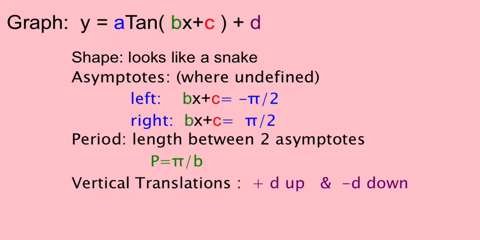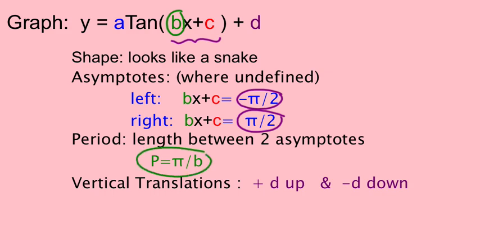All right. So these things I do want you to write down on this slide. The general equation for the parent function is y equals a tangent of bx plus c, plus d. The shape of the graph looks like a snake. There are asymptotes at left and right, found by setting this parentheses equal to negative pi over 2 and positive pi over 2. And the period is the distance between two asymptotes. And how you find that is you look at the b and you take pi over b. Be careful, it's not 2 pi over b, it's pi over b.